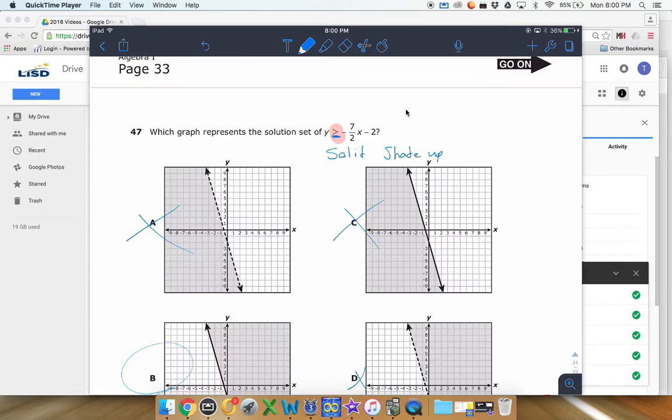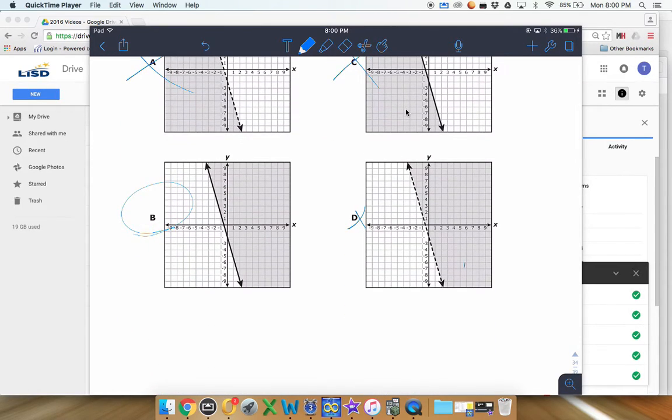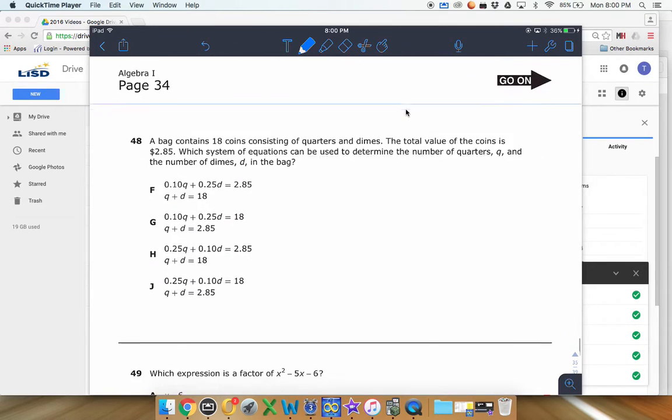If you've got Desmos, you could also type that into your Desmos app, and it should give you the line, either dotted or solid, which is kind of nice. So that'll be it on that question right there. Let's see what else we got here.